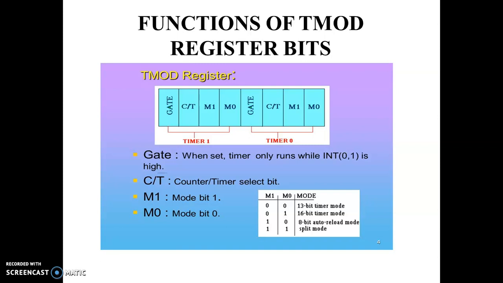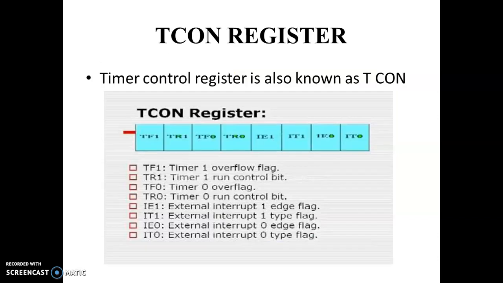Then C/T bar. If C/T bar is equal to 0, it is used as a timer. If C/T bar is equal to 1, then it is used as a counter. Here we see different modes, mode 0 and mode 1. The required operation will be explained in later slides. So this is the timer control register, and this is the register bit pattern of the timer control register, which is also called TCON.